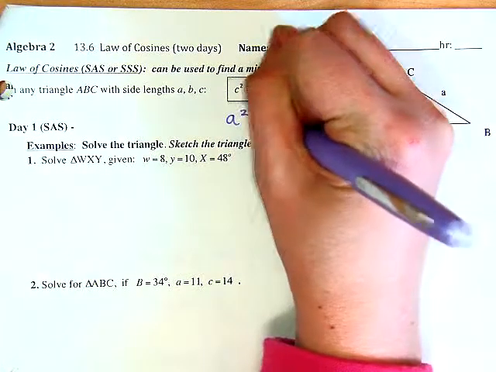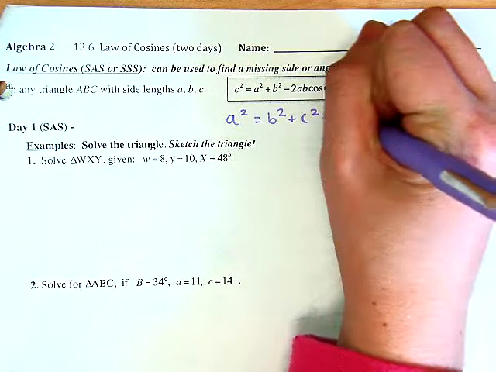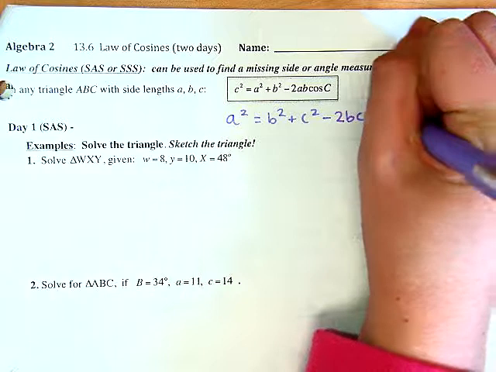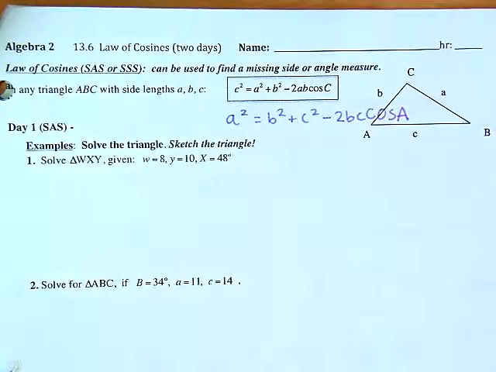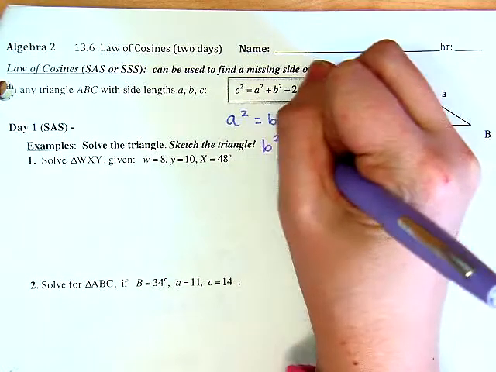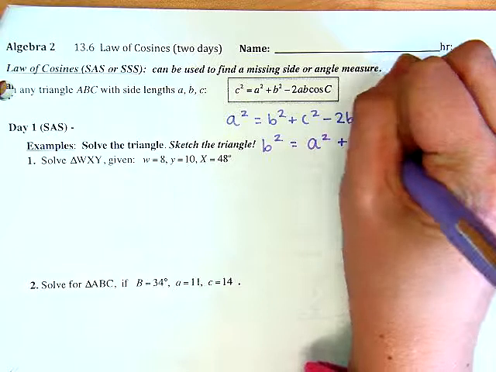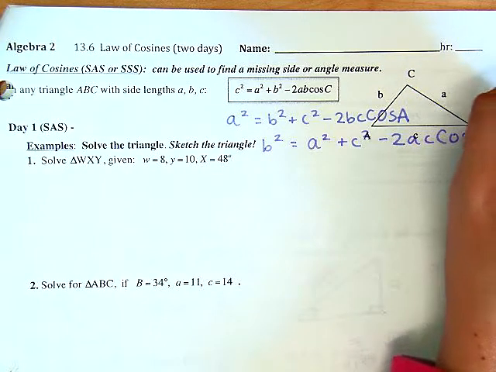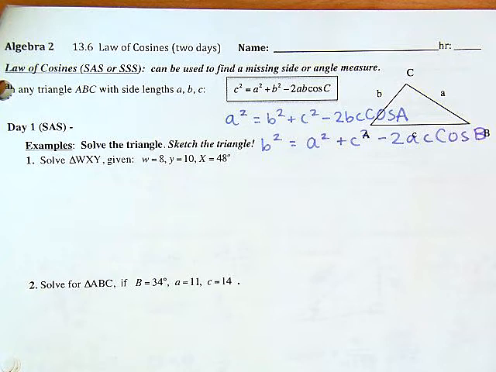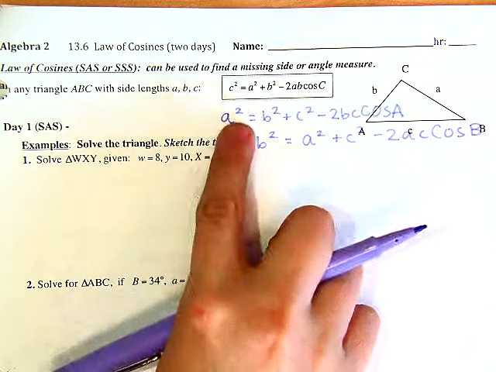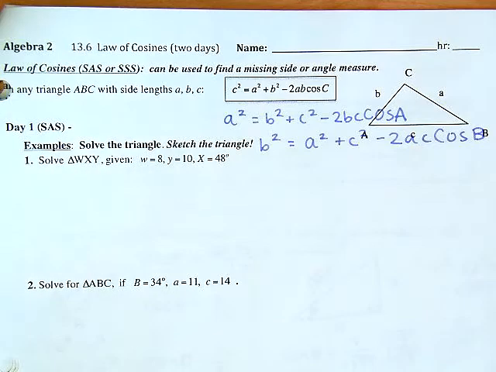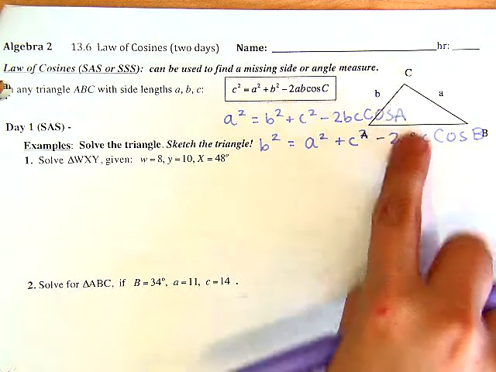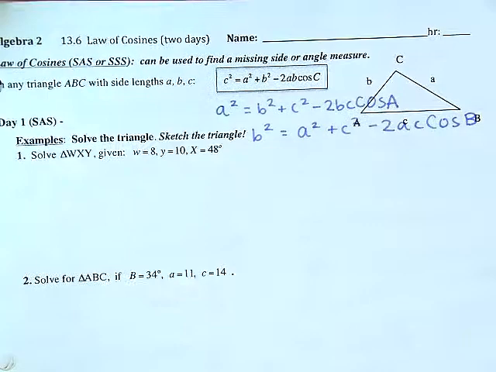A squared equals b squared plus c squared minus 2bc cosine A. There's another one. Or b squared equals a squared plus c squared minus 2ac cosine B. Those are your 2 other formulas. It depends on what side or angle you're looking for, basically. Again, same rules apply. Side C is across from angle C, etc.